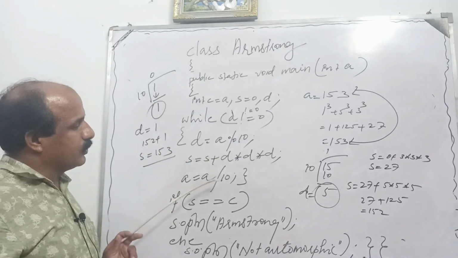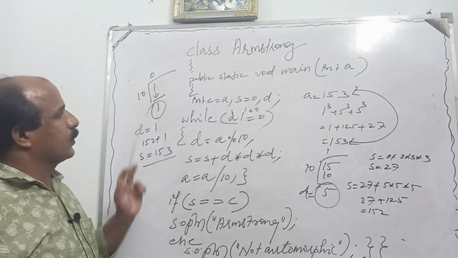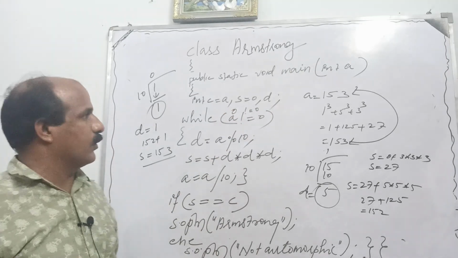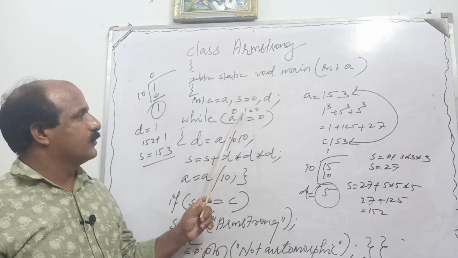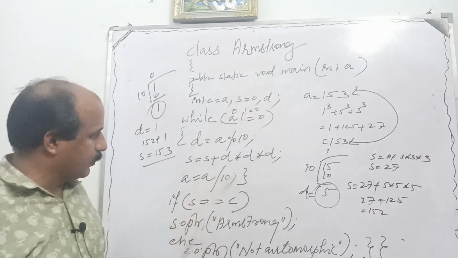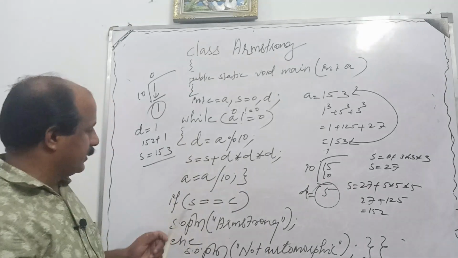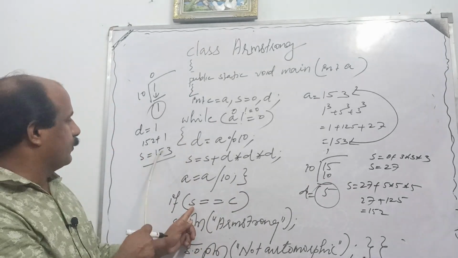Okay. A is equal to A divided by 10. Can you see the value of the new A? 0. Now, coming over here, it checks 0 not equal to 0. The condition becomes false. False means out of the loop. So the loop will be terminated and this statement will be executed. S. What is S? 153.